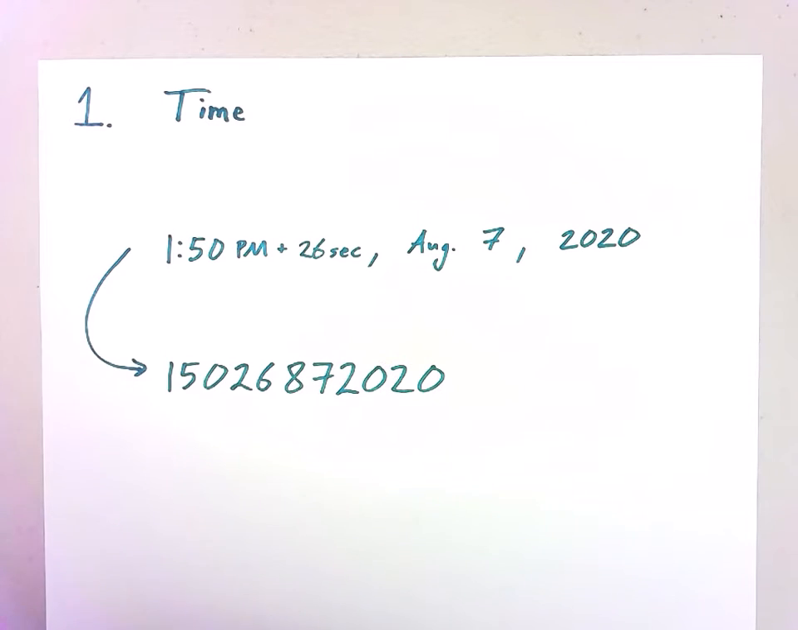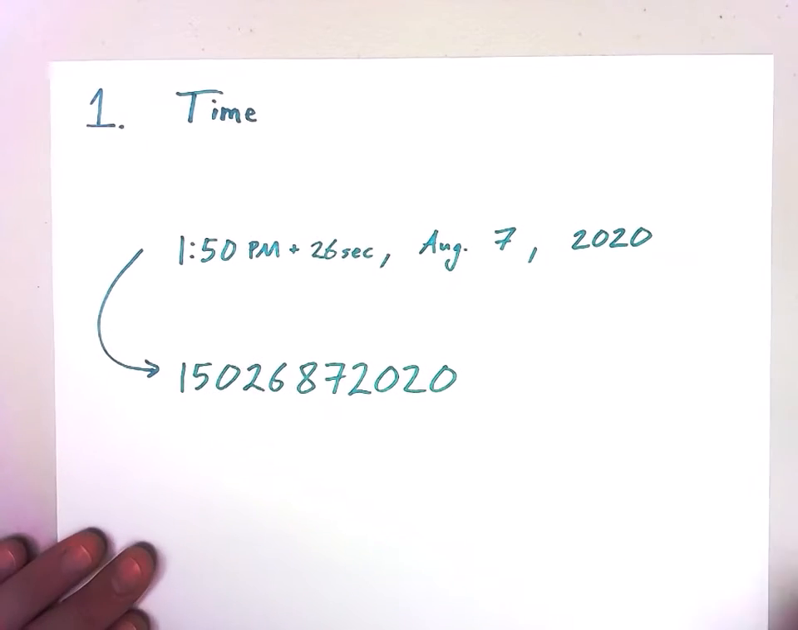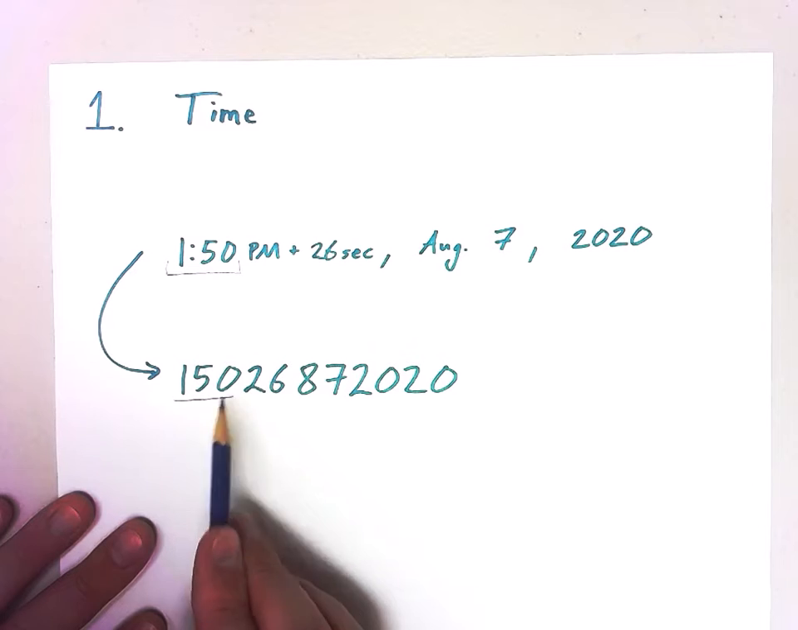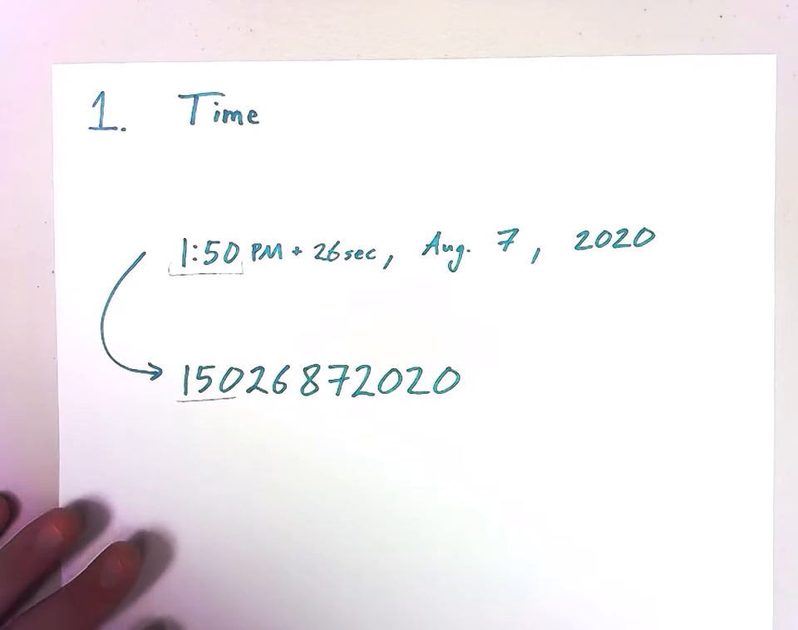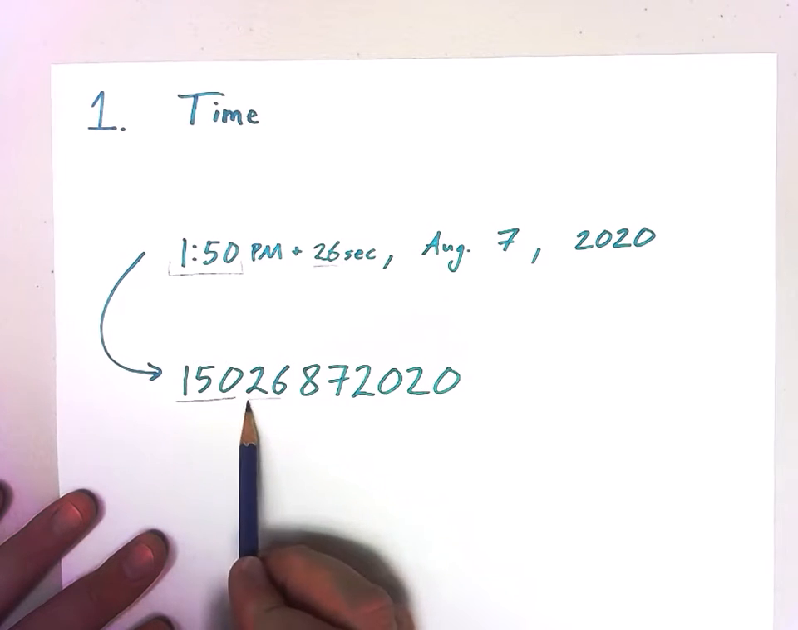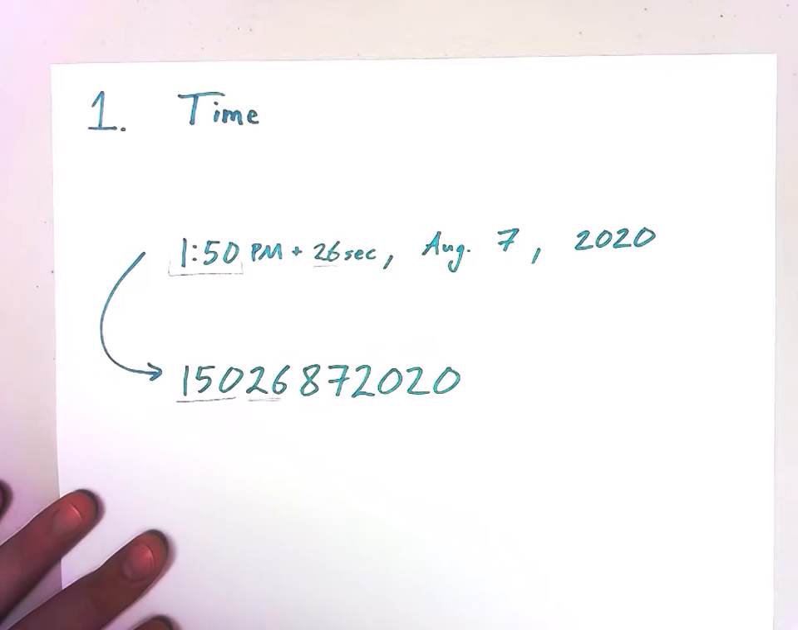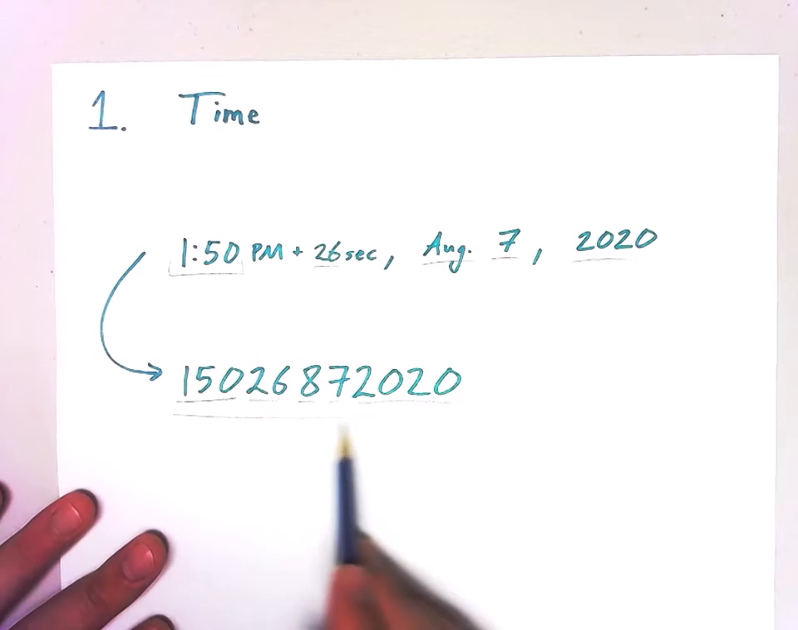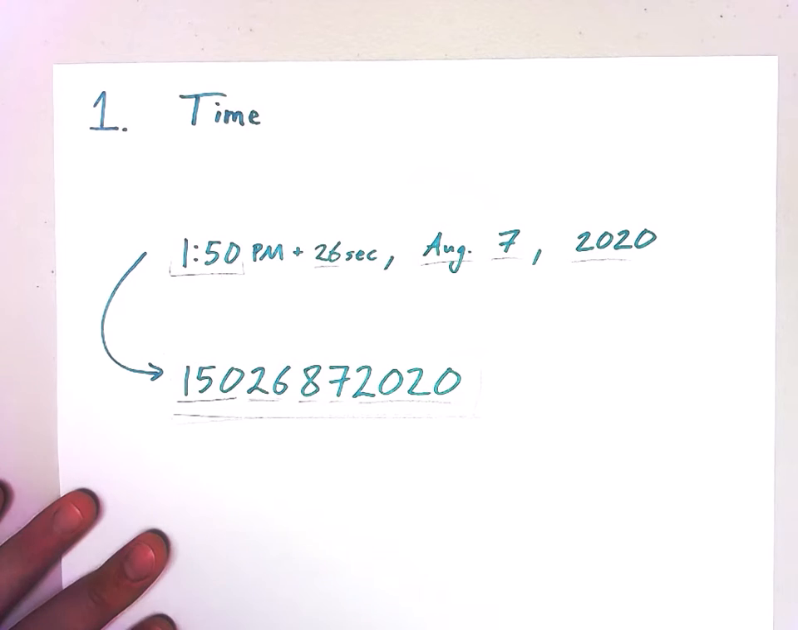First was to pull some numbers from the computer's internal clock. Here's an example. If it's 150, then the first three numbers of the first number that it would use are 150. And then 26 seconds after 150, the next two numbers would be 26. Then the month, August, is the 8th month, the 7th day of August, and then the year. So that gives you all the digits for this first big string of numbers.